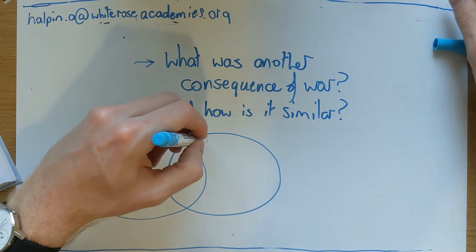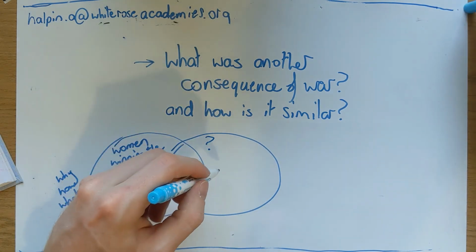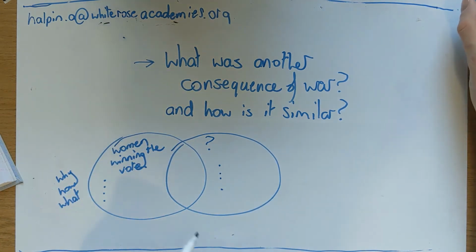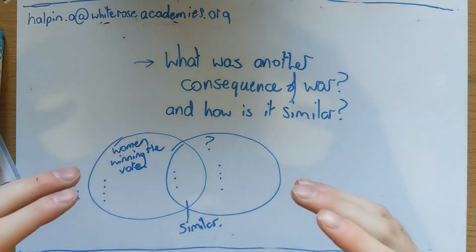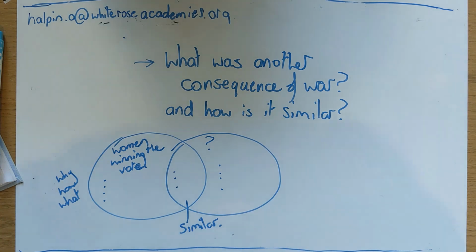And then what I want you to do is give me the other consequence of war, give me a little bit of information about that, and then tell me how they are similar. So this bit here is how they are similar, how are they the same. Now this should take you about 6 minutes because it is really, really tricky and you've got to really think hard. So how are these things similar, and what is this other thing? What's the other consequence of war? Pause it and give yourself a chance.